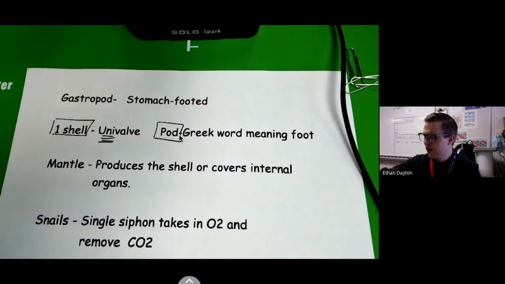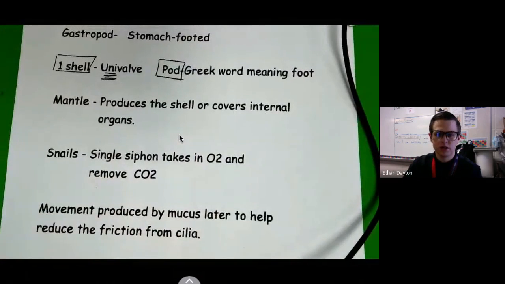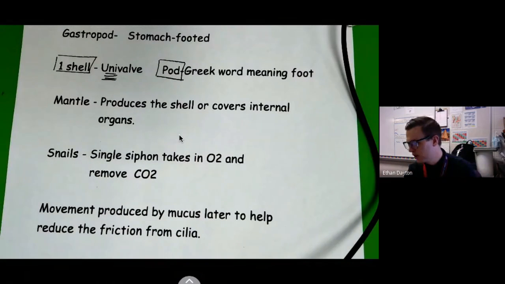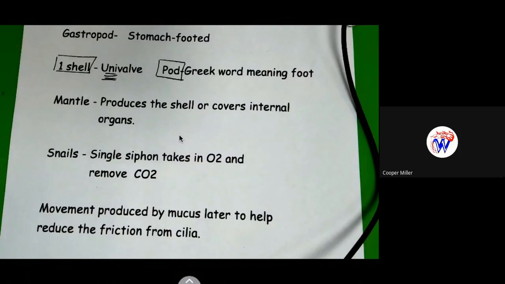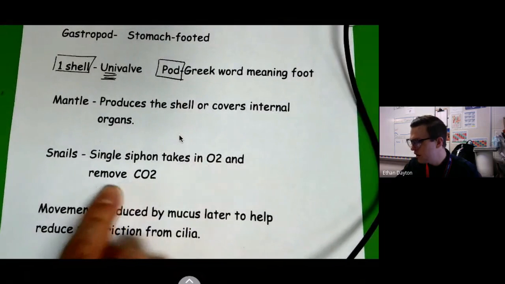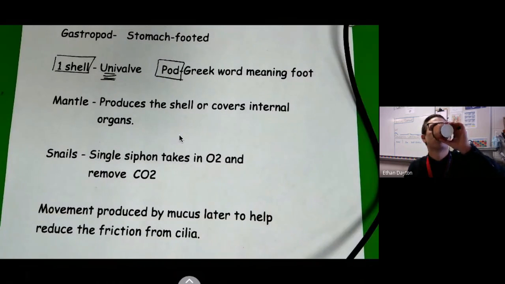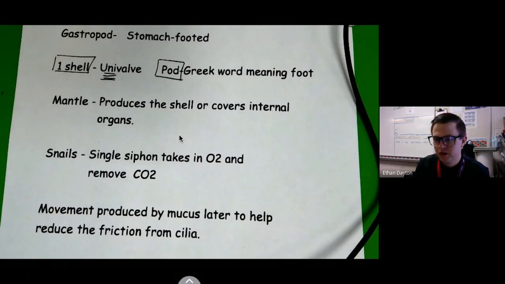When snails breathe or slugs breathe, what do they need to take in, Cooper? Oxygen. Oxygen, that'd be O2, right? And they need to remove what, Carissa? Carbon dioxide. Carbon dioxide, very good. Now, what body part do they use to take in this oxygen and remove this carbon dioxide, Ava?